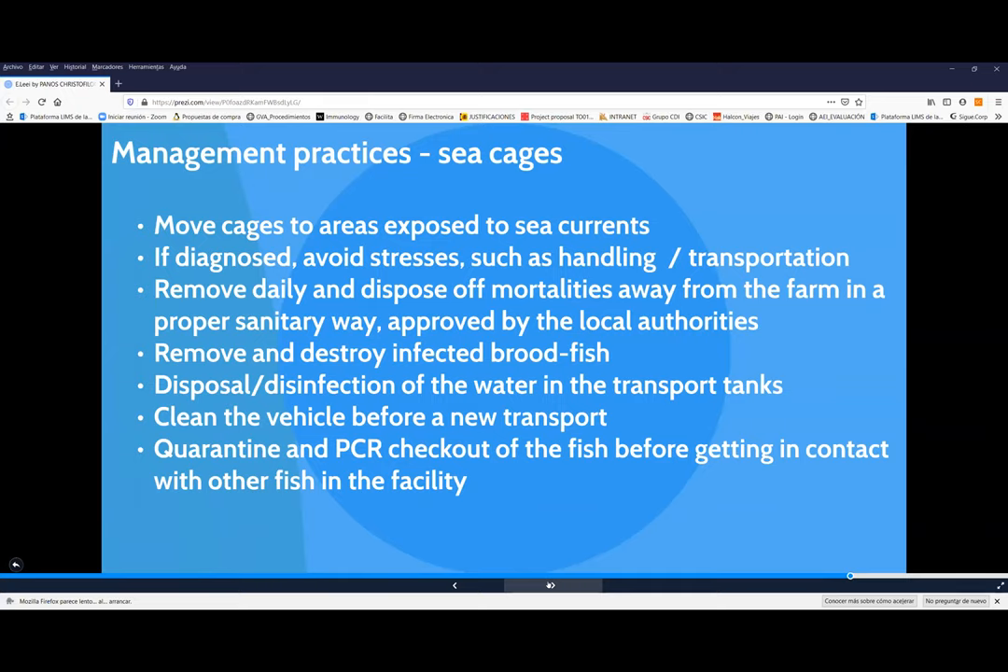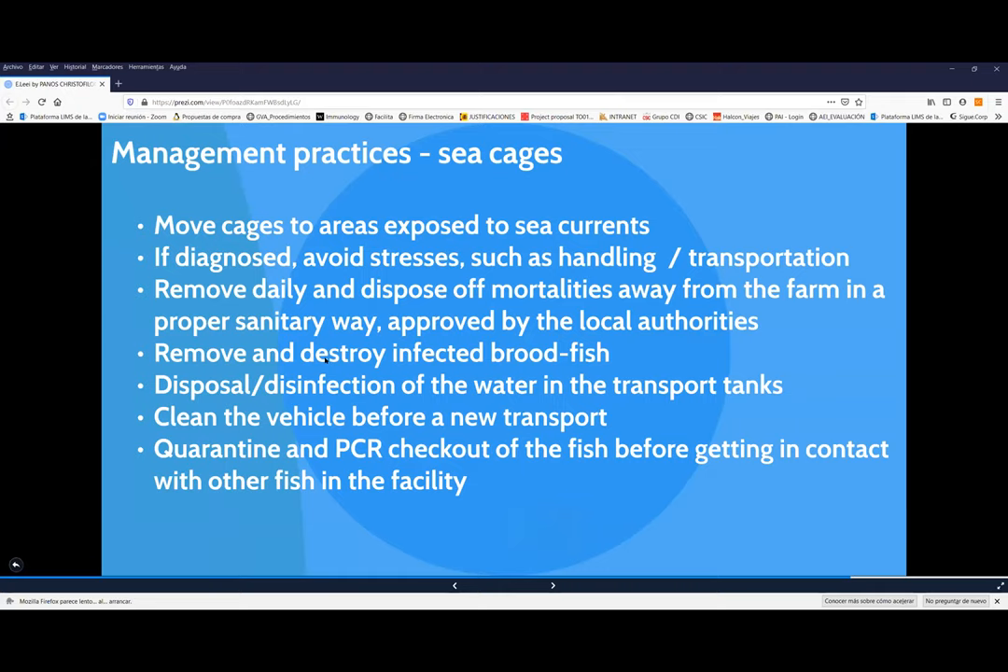Some management practices that are recommended here, for instance, for sea cages, if possible, it would be interesting to move the cages to areas exposed to sea current, so then the parasite will get washed out. If you have a positive diagnosed fish in your facility, it's important to avoid stress because this will increase the infectivity of the parasite. You will get more fish infected and more severe symptoms.